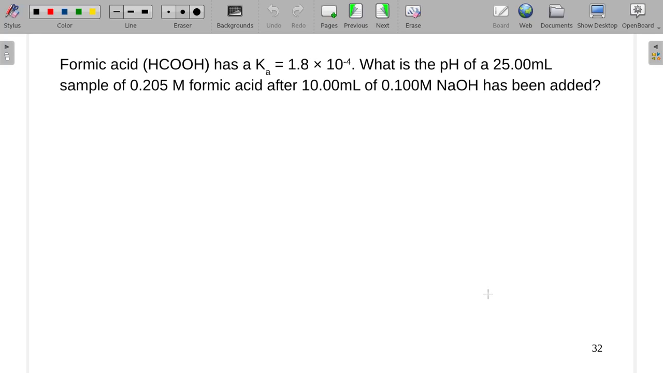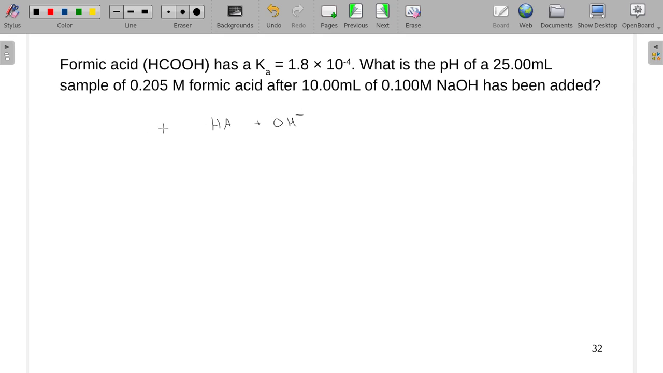Formic acid has a Ka of 1.8 times 10 to the negative fourth. What is the pH of a 25 milliliter sample of 0.205 molar formic acid after 10 milliliters of 0.1 molar NaOH has been added? Alright, so we're actually doing that titration type setup of a weak acid and a strong base. So our first step is to figure out which one is in excess, the OH or the HA.